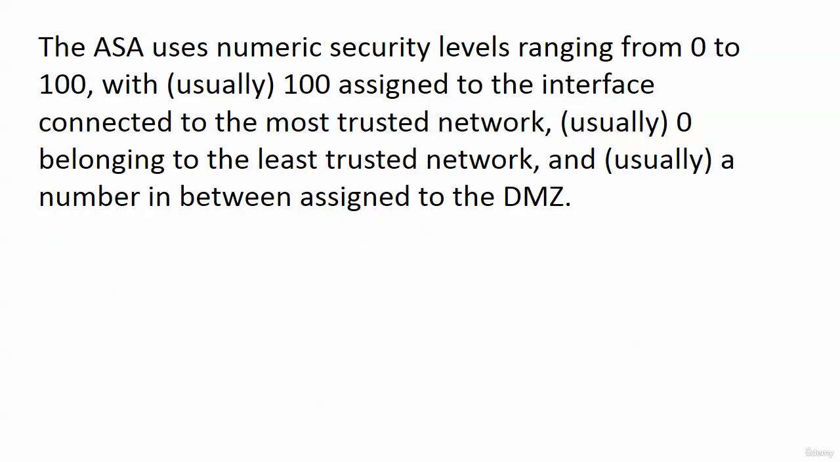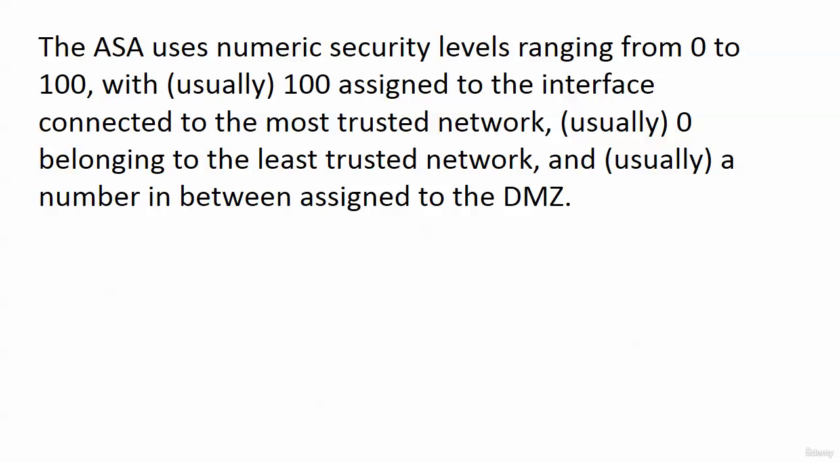And now you're going to see exactly what I'm talking about with these numeric security levels. You'll notice I have the word "usually" in parentheses 3 times, which is a record for me. And there's a reason. With the numeric security levels, 0 to 100, we can set them to whatever we like, but usually you're going to put 100 on the interface connected to the most trusted network. And what network is that going to be? Of course, silly question, right? That's the network that you and I are actually administering. We're the network admin of the inside network, and that is usually where you're going to put 100 on the interface connected to our most trusted network.